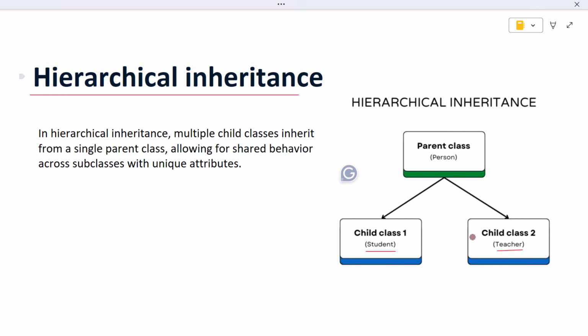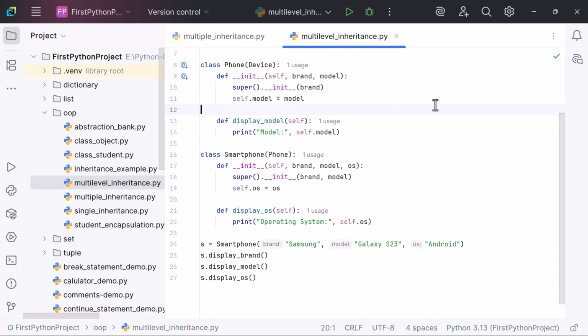Both students and teachers are still people. They share the common personal data like name and ID, but they also have their unique attributes. Students have grades, teachers have subjects. So we define all shared behavior in a parent class called Person. Then we create two child classes, Student and Teacher, which both inherit from the same parent class. This structure with one parent and multiple child classes is called hierarchical inheritance. So in hierarchical inheritance, multiple child classes inherit from a single parent class, allowing for shared behavior across subclasses with unique attributes. Let's now move to PyCharm and build this step by step.